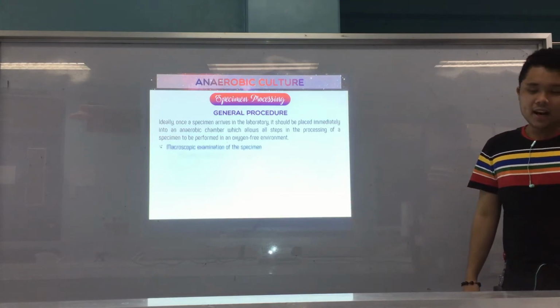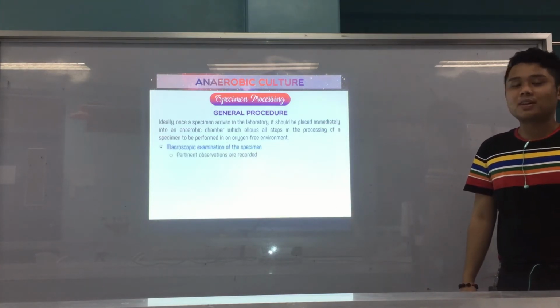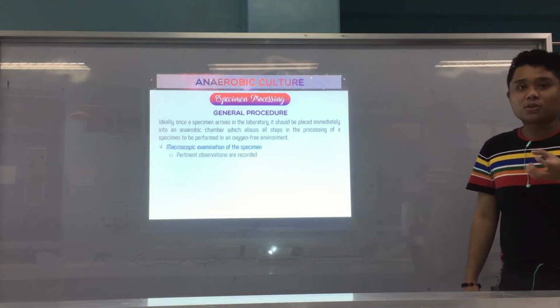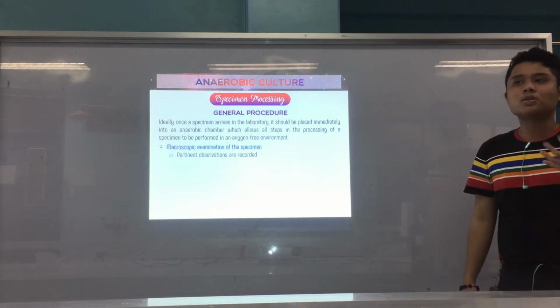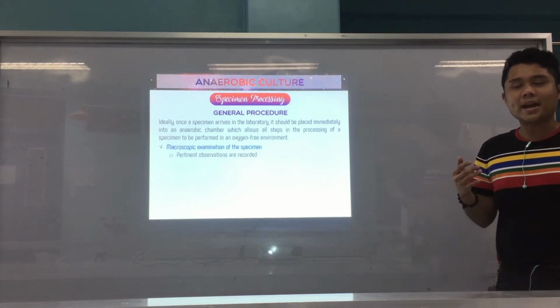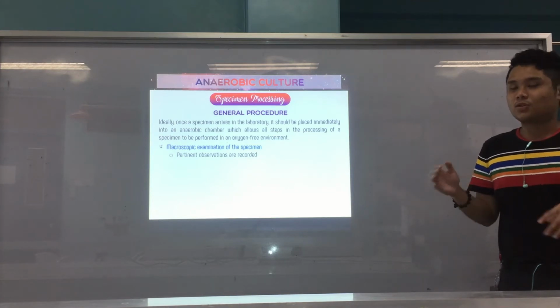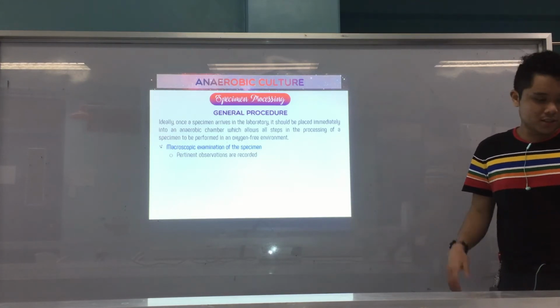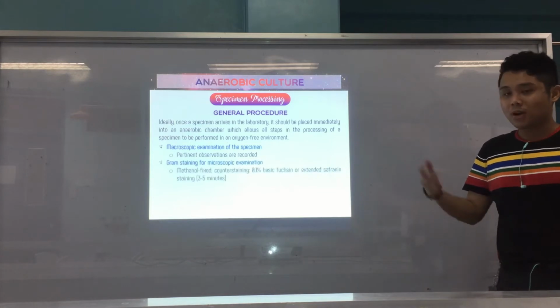First is of course macroscopic examination of the specimen. So you observe your specimen again for any granules, sulfur granules, any odor, and what the color of the fluid or tissue is. So you observe macroscopically first, and then next you perform gram staining.